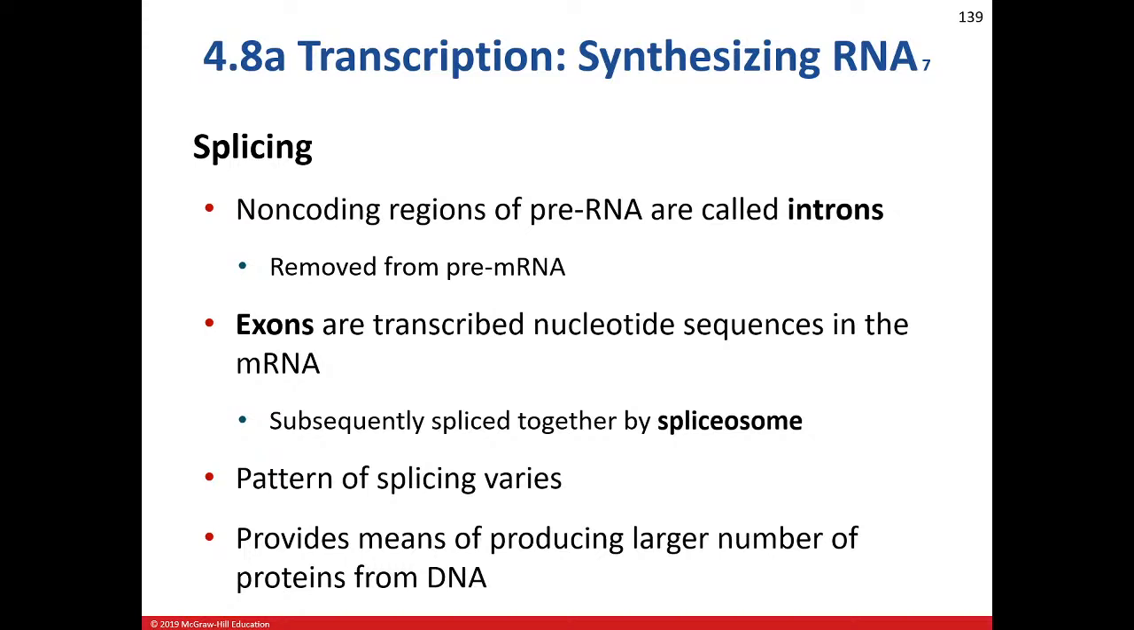So the pattern of splicing can vary. In other words, we may make certain cuts sometimes and different cuts another time. And this allows us to make multiple versions of the same protein with only the one gene. We've got one gene, but we can make multiple versions of this protein by splicing it differently. And that's called alternative splicing.